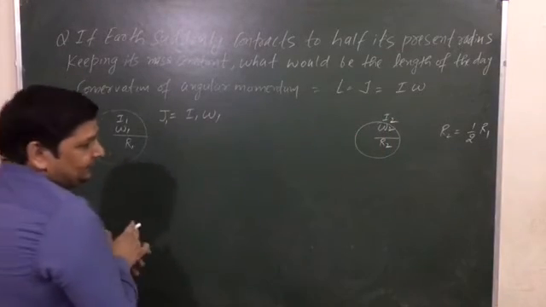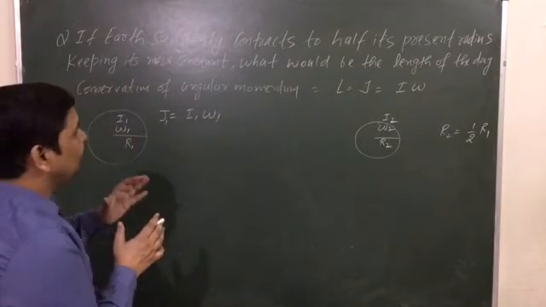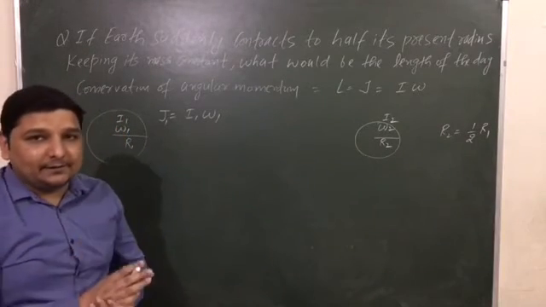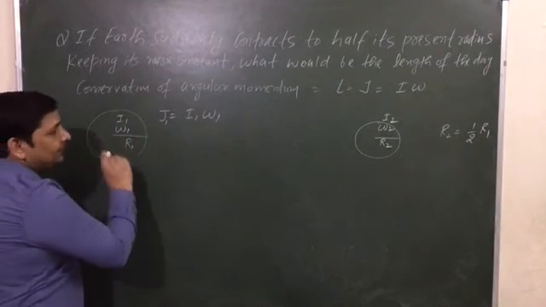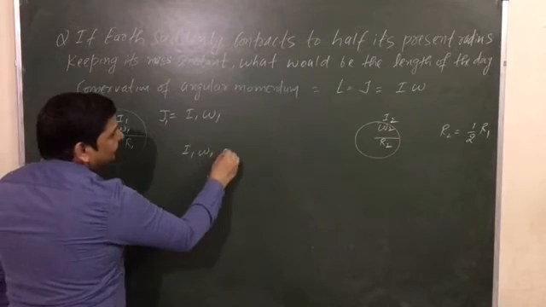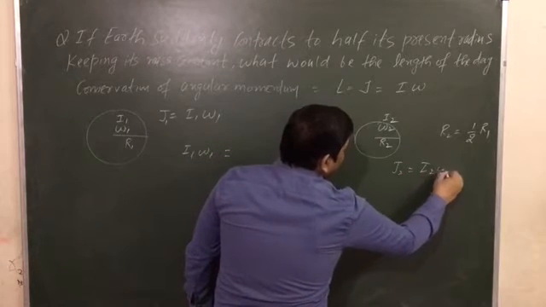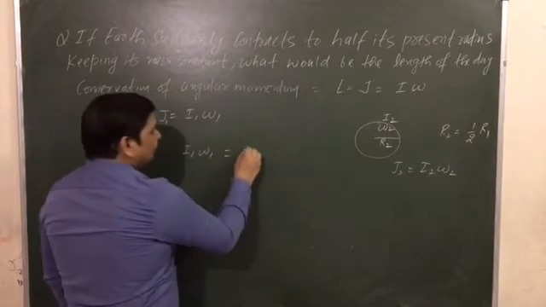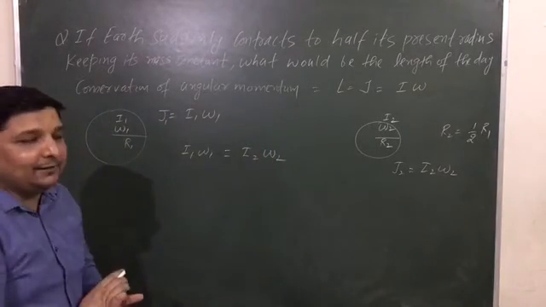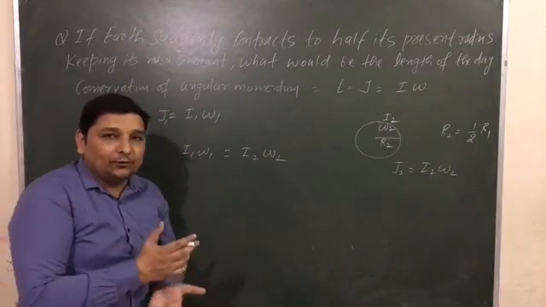In both the cases, according to conservation of angular momentum, angular momentum remains constant. In the first case, angular momentum is I1 into omega 1, and in the second case, angular momentum is given by I2 into omega 2, but in both the cases, angular momentum remains constant. Therefore, I1 into omega 1 will be equal to I2 into omega 2.